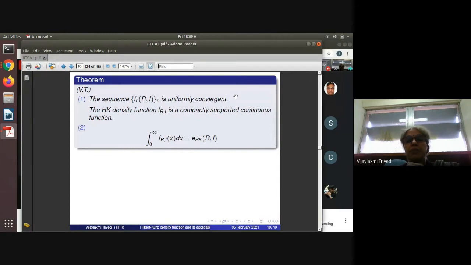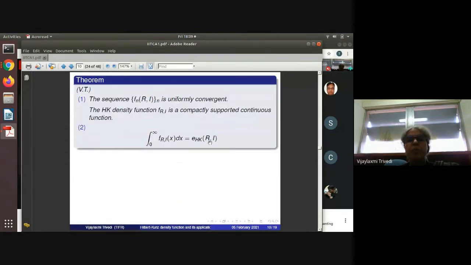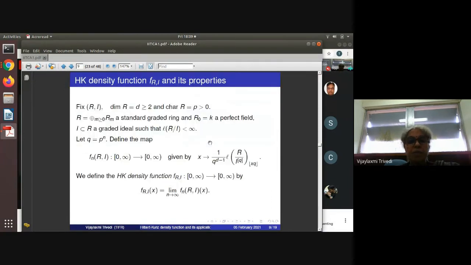The other statements of this theorem follow automatically, because if F_n(R,I) is uniformly convergent, then if I take an integration on both sides, integration will commute with the limit. So the integral of F_n(R,I) is the length of R/I^[Q], which gives your e_HK. So that's why you get this formula. And I forgot to mention, each F_n, though I have written it goes from 0 to infinity, actually has a compact support. In fact, all F_n(R,I) have a common compact support. As a result, your converging function is also compactly supported.